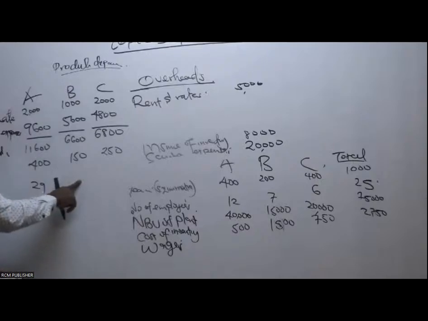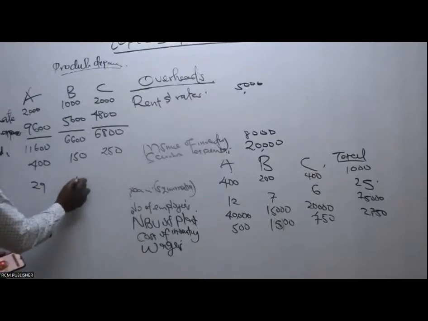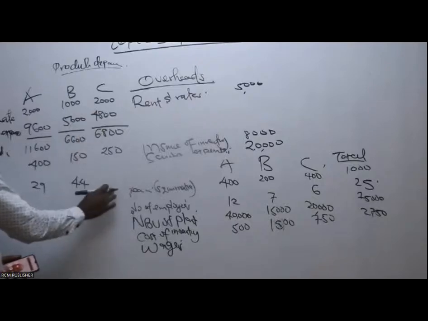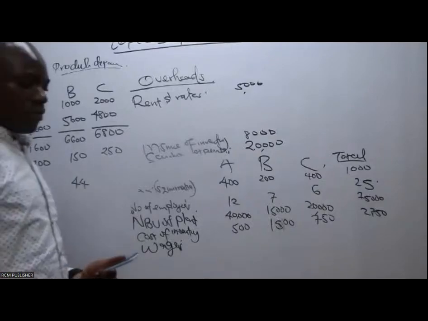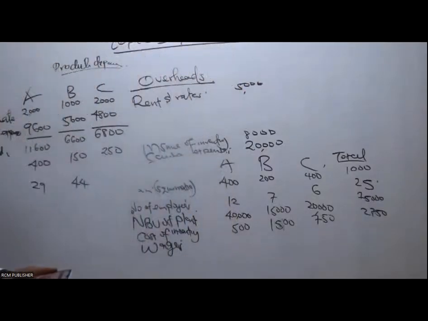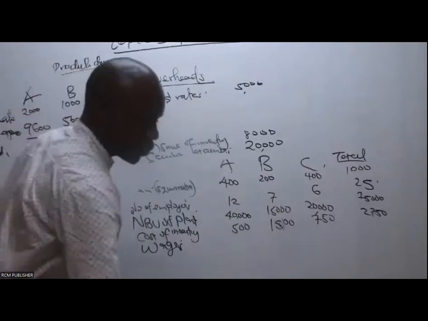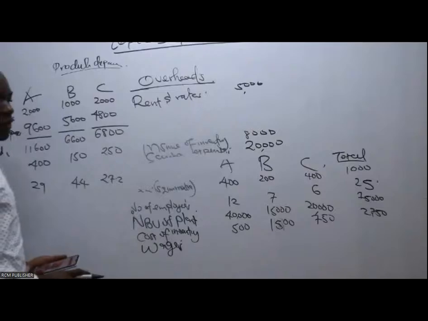Let's move to B. 6,600 divided by 150. We have 44. And then Department C, what will we have? 27.2. We are going to have 27.2.